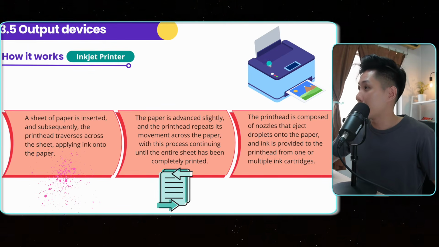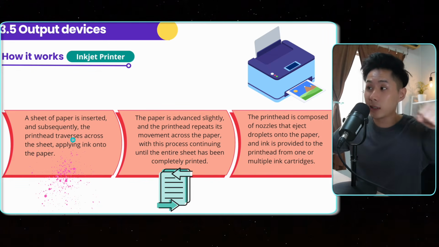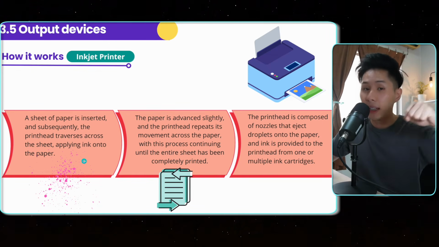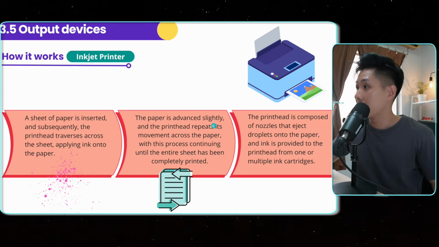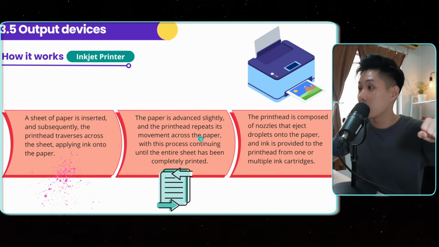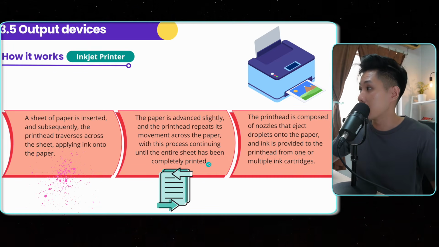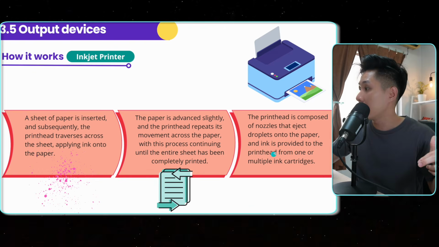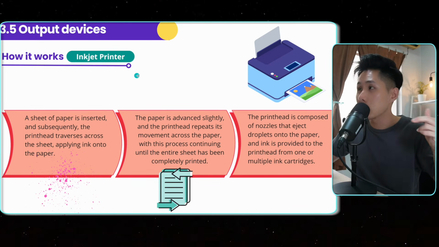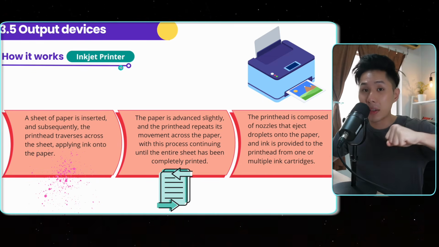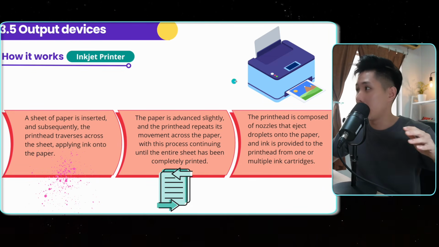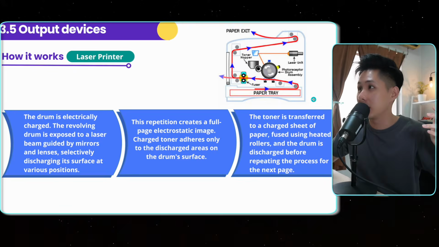For an inkjet printer like that, a sheet of paper is inserted and subsequently the printhead traverses across the sheet, applying ink onto the paper. The paper is advanced slightly and the printhead repeats its movement across the paper, with the process continuing until the entire sheet has been completely printed. The printhead is composed of nozzles that eject droplets onto the paper, and ink is provided to the printhead from one or multiple ink cartridges. Just remember, inkjet printers have a moving head, and they spray ink onto the paper to produce the image that you want to see.